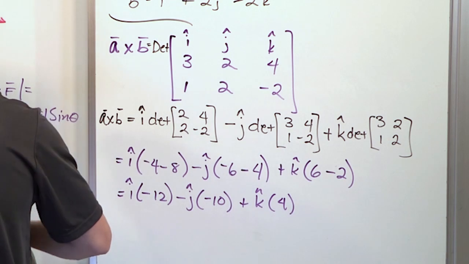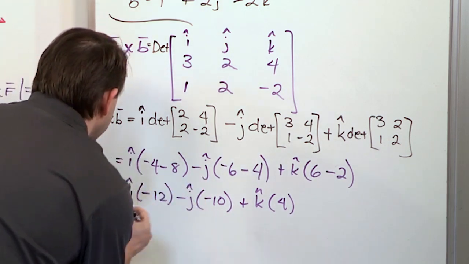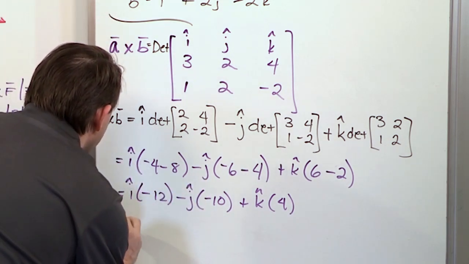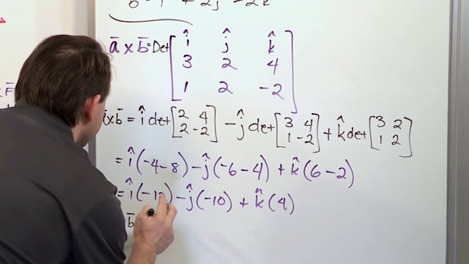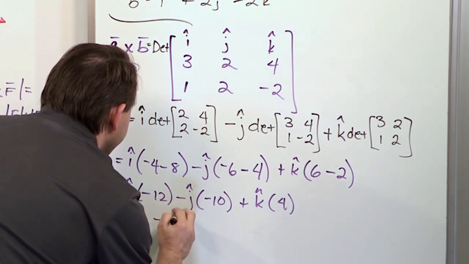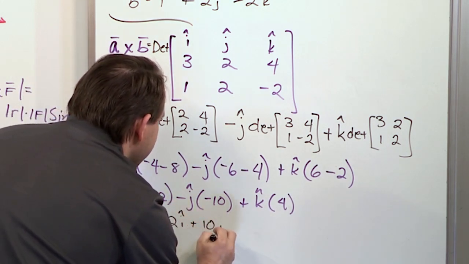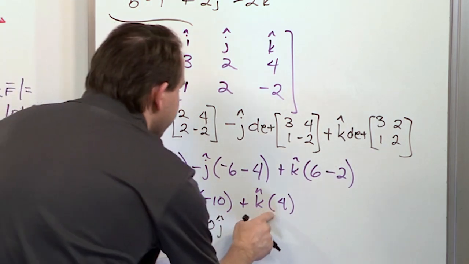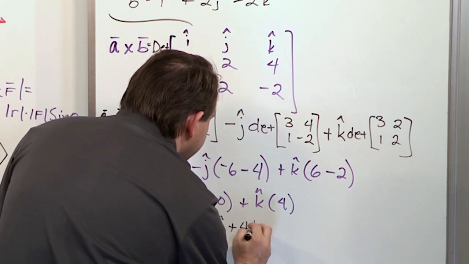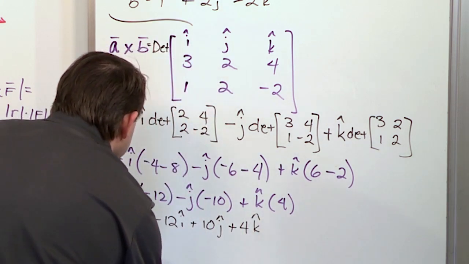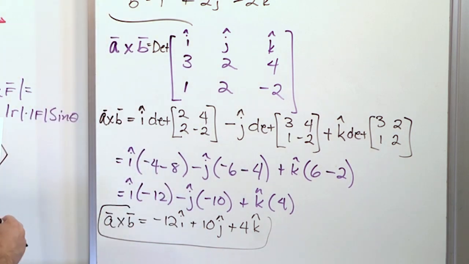And then finally, we just rewrite everything in a typical way that we do for vectors. A cross B: this is negative 12 in the I direction. This is negative 10, but we have a negative here, so it becomes a plus 10 in the j direction. And then here we have 4 in the k direction. And this is the final answer. We have negative 12 in the I direction plus 10j plus 4k.